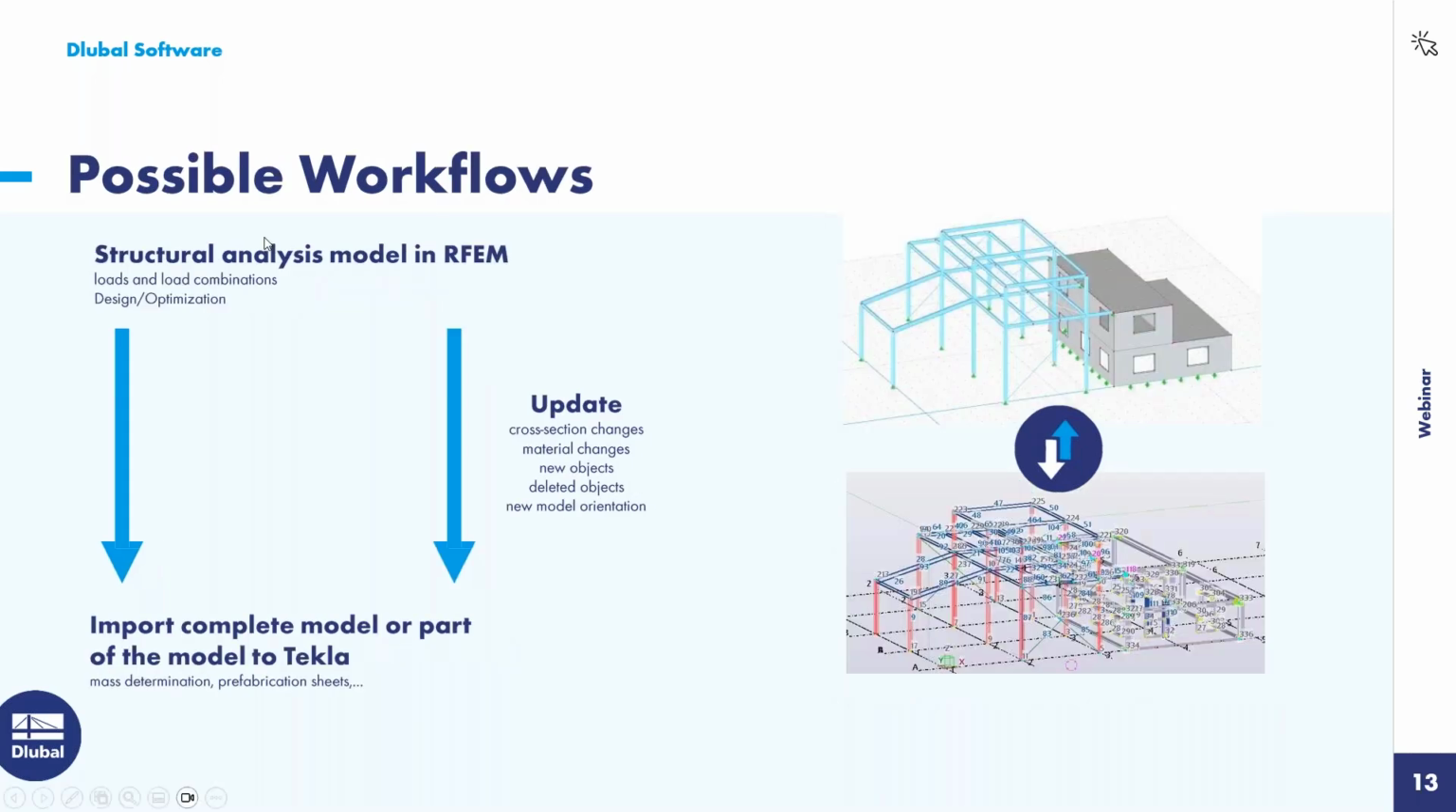The third possible workflow is taking a structural analysis model from RFEM that you've modeled and created with some loads, design, and optimization, and then that can be imported. The complete model can be imported to Tekla, or only part of it, and then you can continuously update that Tekla model as you make changes such as sections, materials, etc.